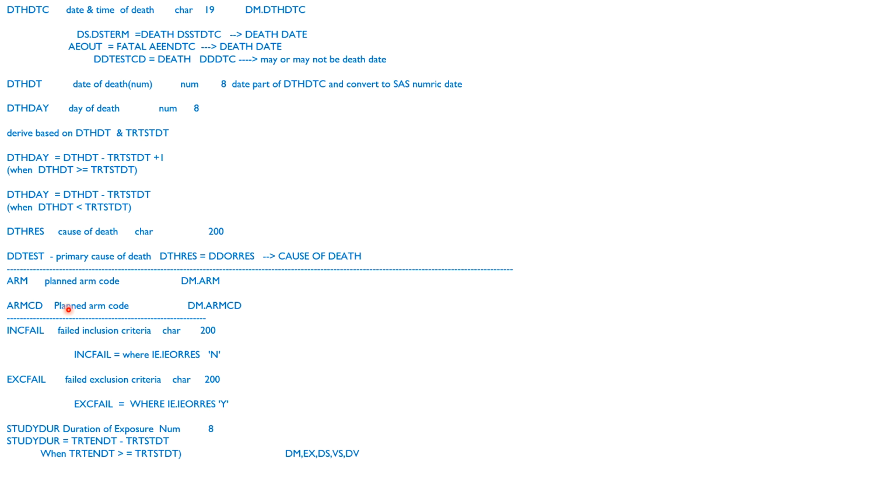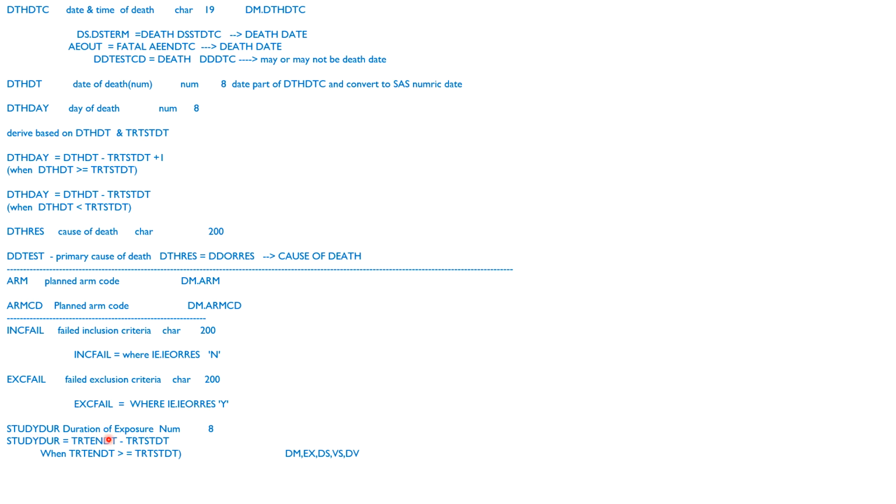Okay. ARM and ARMCD we will get directly from the DM domain. ARM is nothing but PLANARM, and ACTARM is nothing but the planned ARM code, ACTARMCD. Here there are also two new variables, inclusion fail and exclusion fail. Failed inclusion criteria data we get from the IE domain, and exclusion fail data also from IE. So inclusion fail is where IEORRES equals N, and that data we capture here. For exclusion fail, where the result equals Y, that data we capture here.